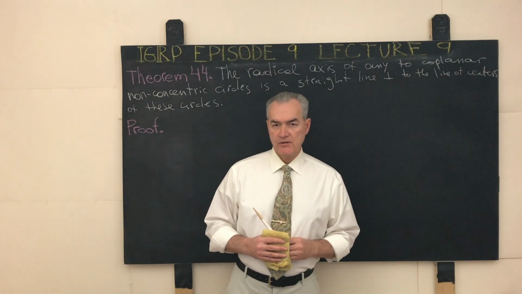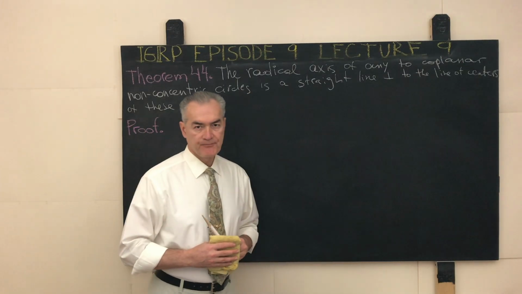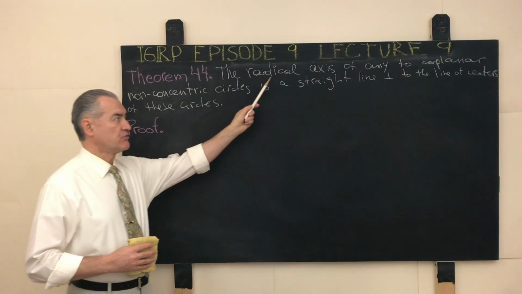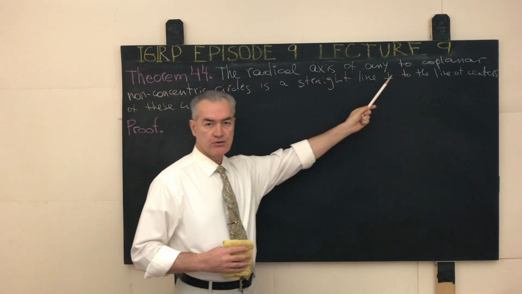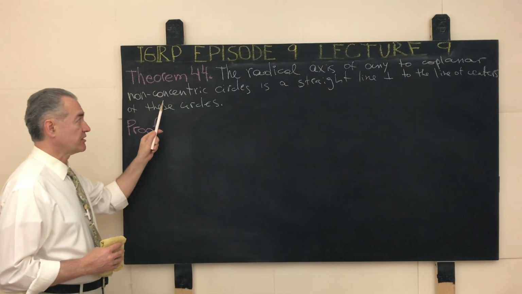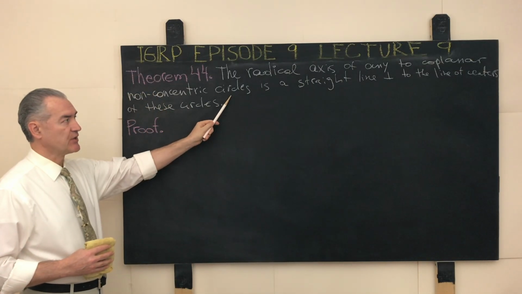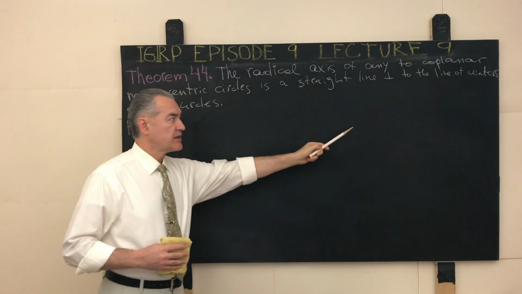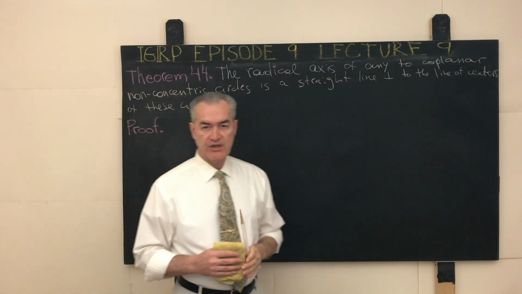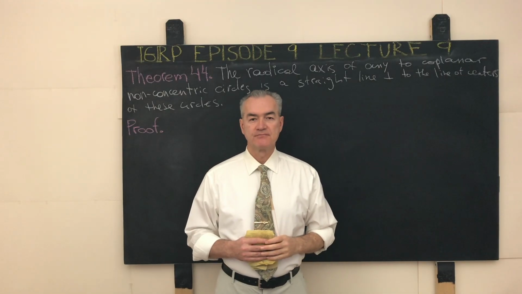In the final theorem of this course, the theorem number 44, we will prove that the radical axis of any two coplanar and non-concentric circles is a straight line that is perpendicular to the line of centers of these circles.